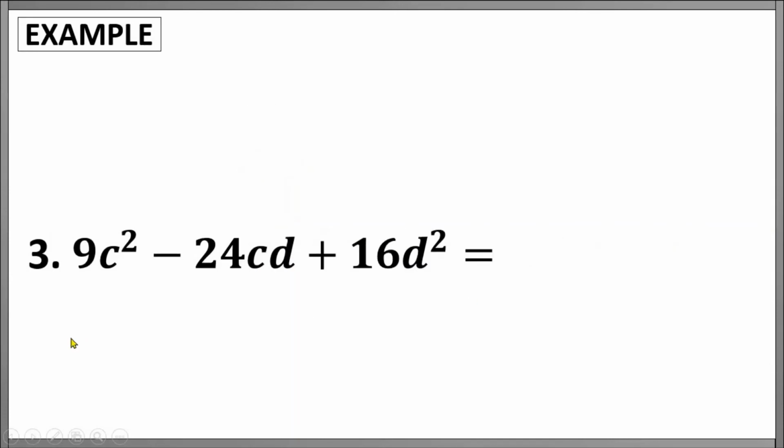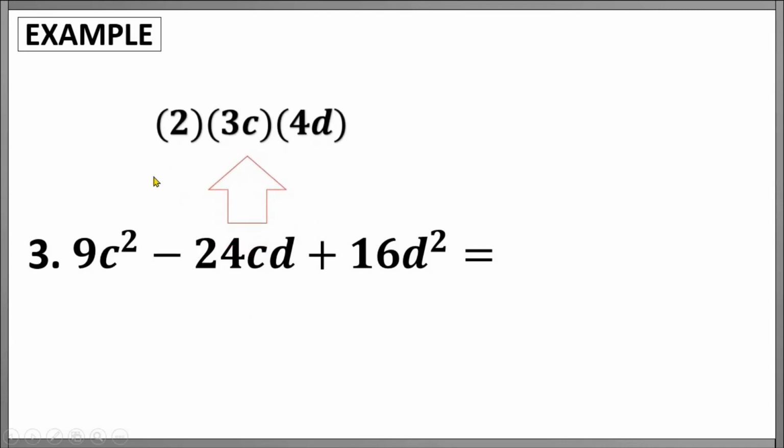For our last example, let's have 9c squared minus 24cd plus 16d squared. Let us check if it is a perfect square trinomial. 9c squared is a perfect square, as well as 16d squared. The middle term is the same as 2 times the square root of 9c squared, which is 3c, times the square root of 16d squared, which is 4d. Multiplying this will result in 24cd.